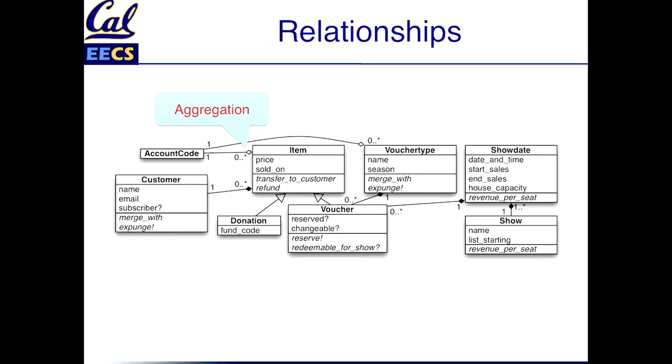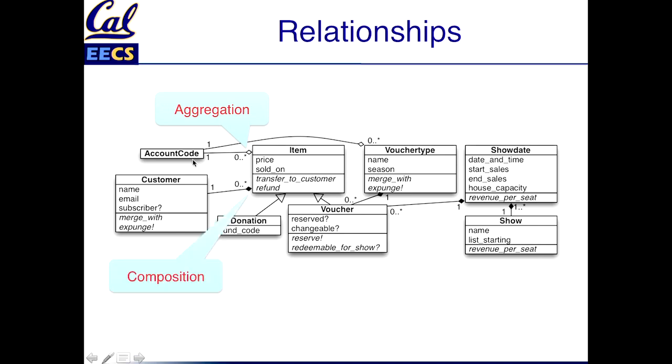You can also express relationships of the kind that associations are used to model. In other words, relationships between types of classes. For example, when you've got an arc connecting two classes, here account code and item are two classes. You could see that item has attributes like price and sold on, and it's got methods including transfer to customer and refund. The little open diamond means that the relationship between account codes and items is an aggregation. So for every one account code, there's 0 to infinity number of items that are associated to it. So it's like a has-many relationship in active record.